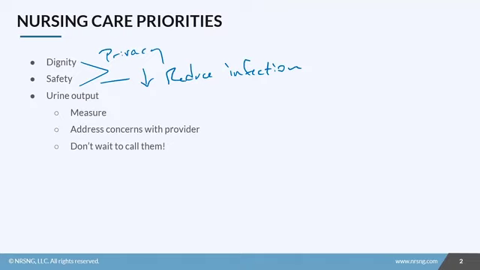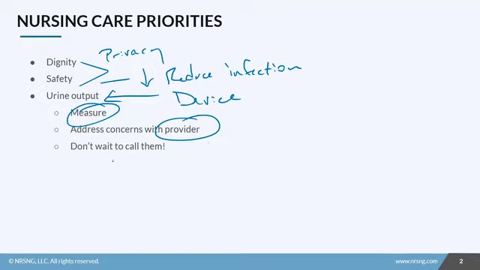You also want to remember that you're in charge of your patient's urine output, and also the device they're using. Make sure that you're always checking and measuring your patient's urine output. If there's anything that's concerning, you need to address those concerns with the provider. Don't wait to call them.